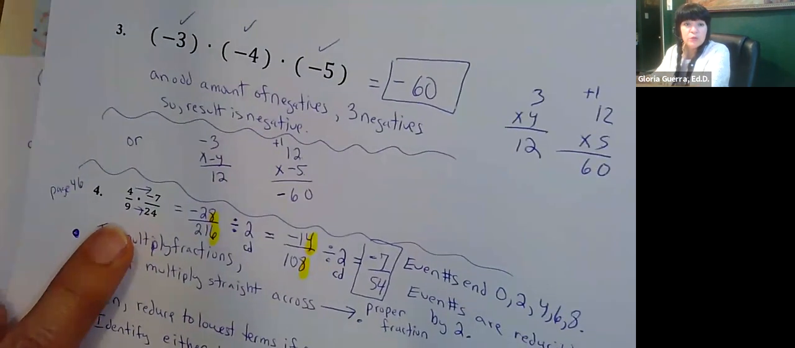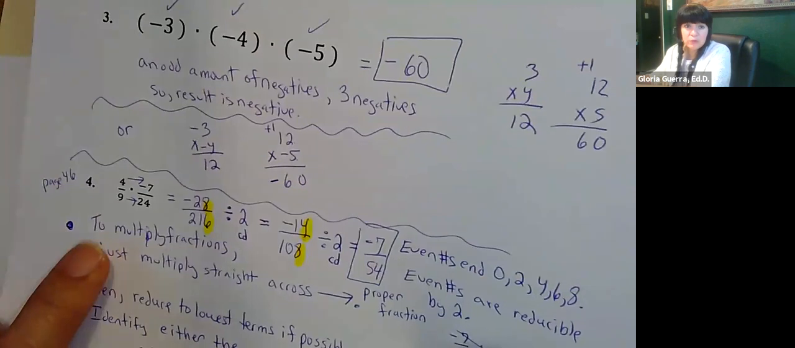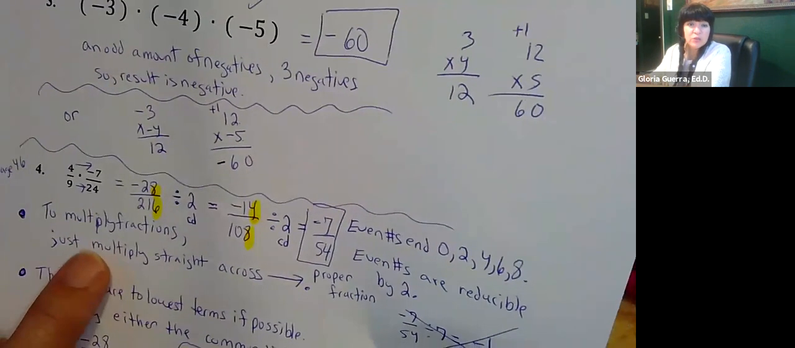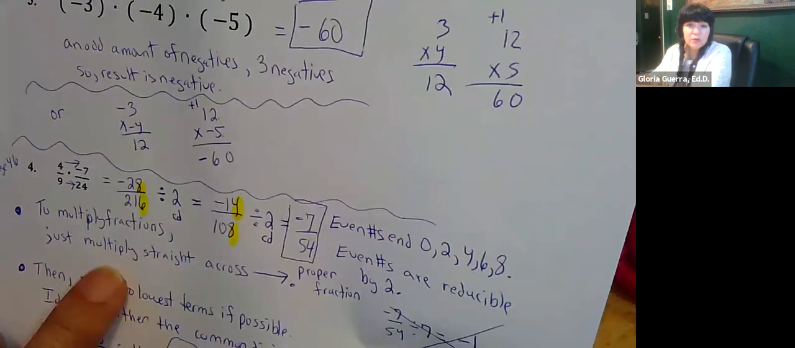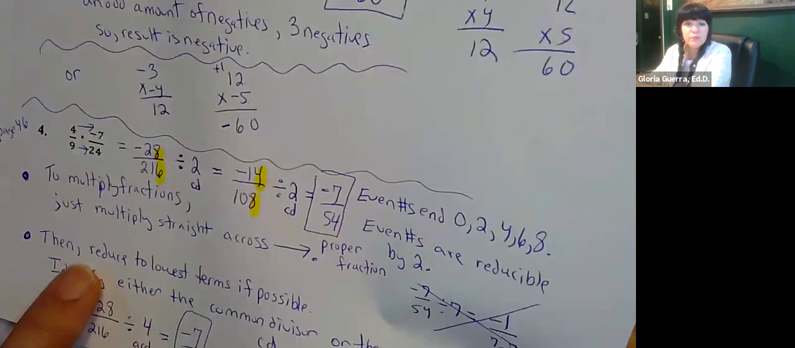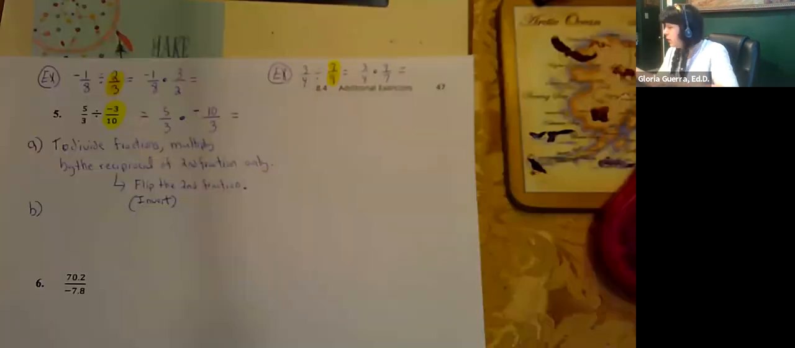Multiplying fractions. So the easiest way to explain to multiply fractions is to tell the students to just multiply straight across, okay? And then reduce to lowest terms if possible. So let me write that down.